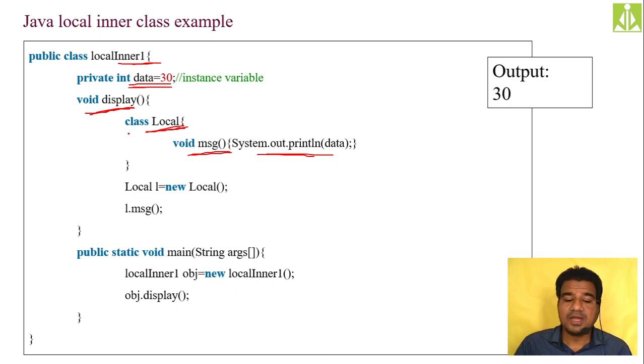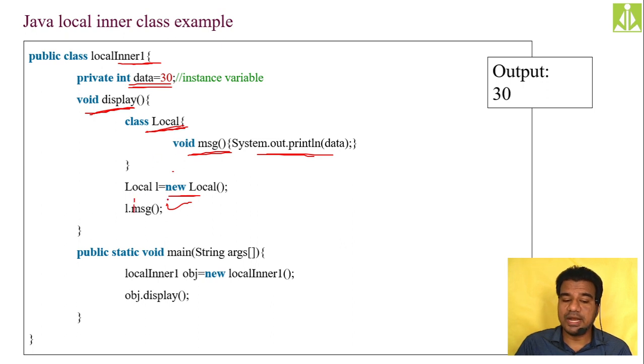Next, I'm coming out of this class and creating the object of my local class: Local l = new Local(); then l.msg(). So I'm creating the object and invoking the message method, which is there inside this local class. So if you do like this, what will happen? The object creation you are also doing within the method.